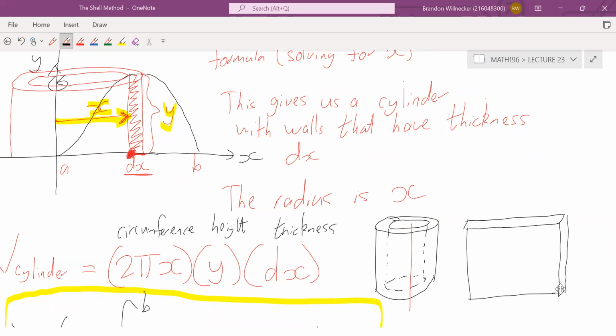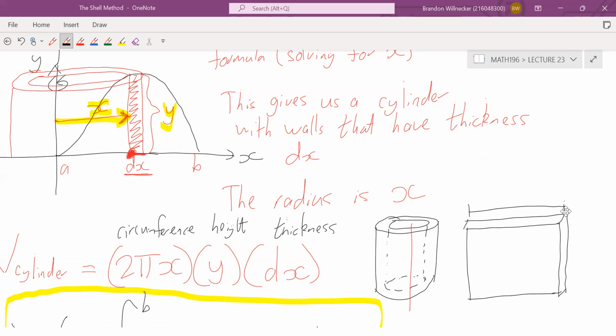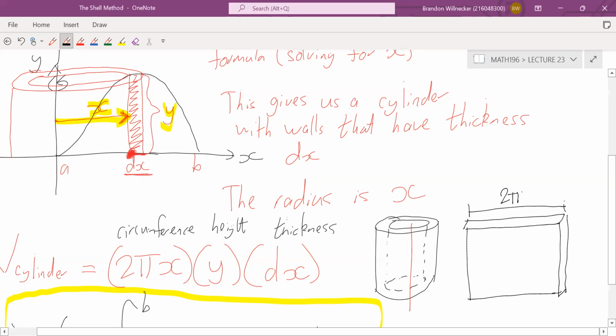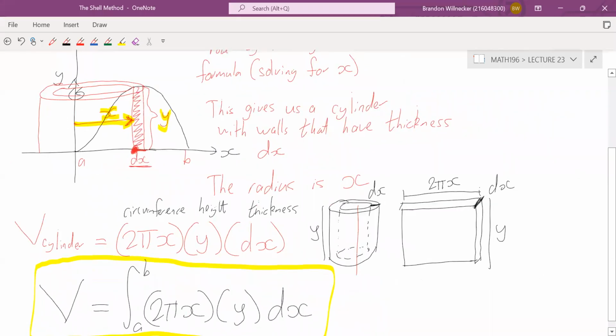The length of this rectangular prism is going to be the circumference of the circle because we're unrolling it. So whatever the circumference was, if we unroll it, it now becomes the length of this. So that's going to be 2 pi x. Okay, the height of the cylinder was given by y, so the height of this rectangular prism is also going to be y. Okay, the thickness of the cylinder was dx, so this thickness here is also dx. Okay, so that's the thickness of the sheet that we use to make the cylinder.